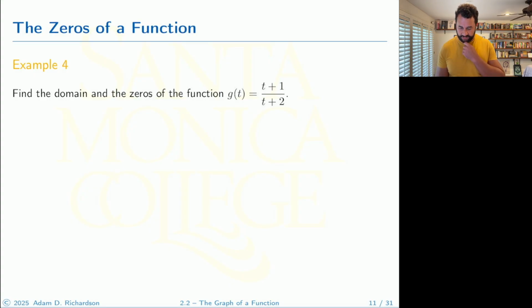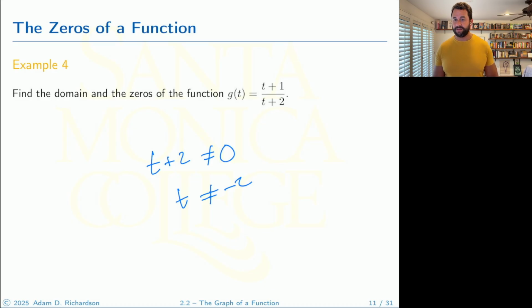So here, the one thing I'm concerned about is we've got a rational function, so we got to watch out for division by 0. If we plug in a t-value that results in a division by 0, we've got a problem. So in order to find the domain, we need to cut out the points that'll make the denominator 0. More specifically, we need t plus 2 to not be 0. So that means we need t to not be -2, right? If we plug in -2, we're going to be dividing by 0, we got a problem.